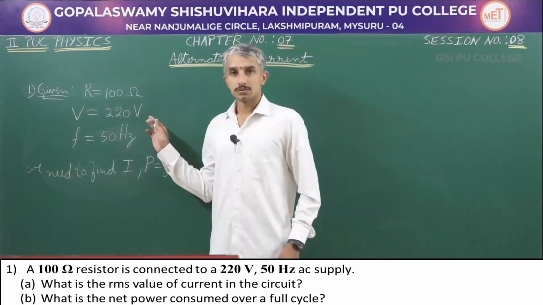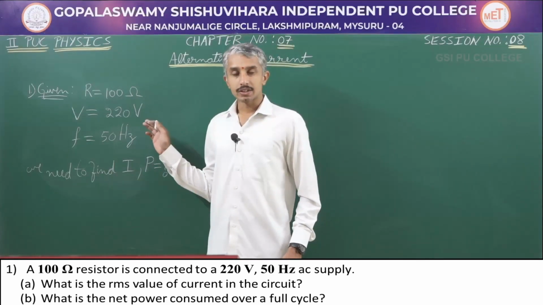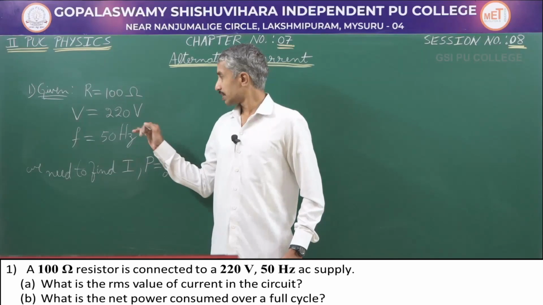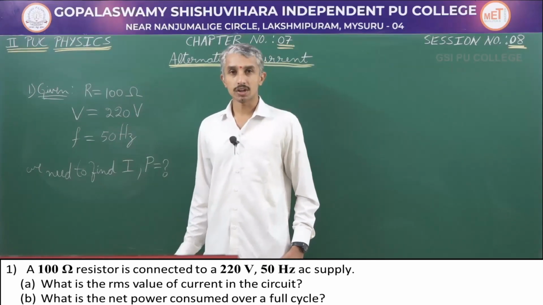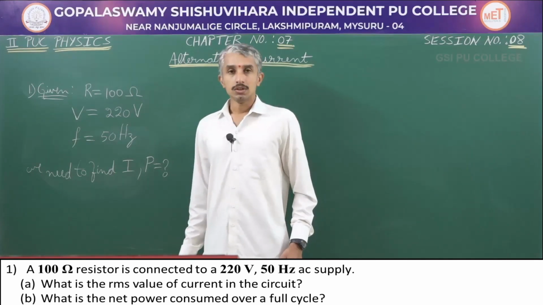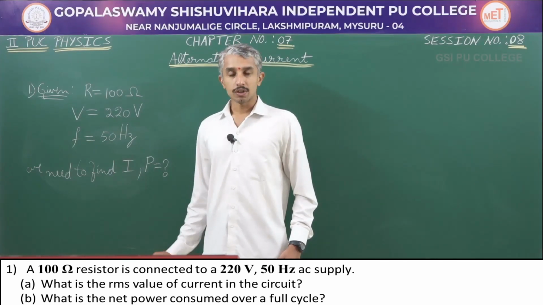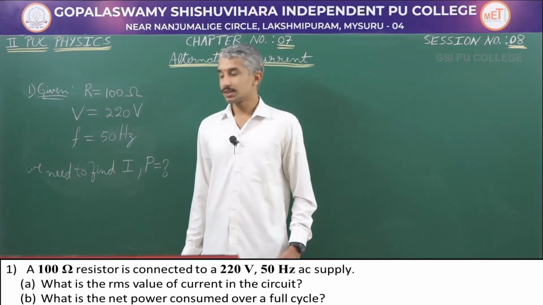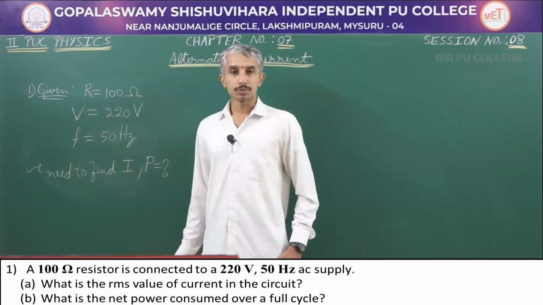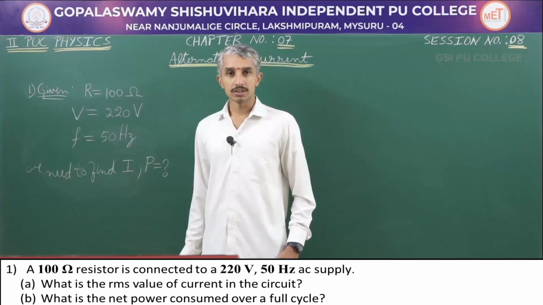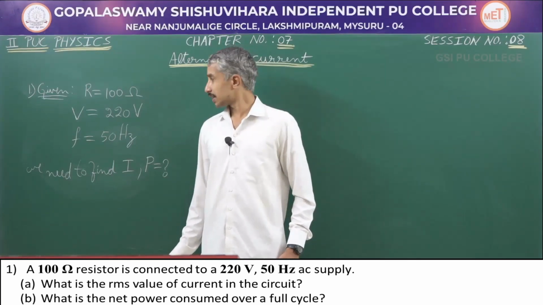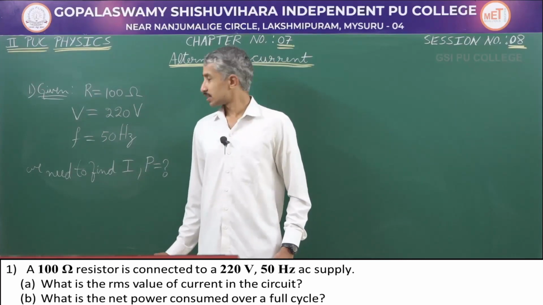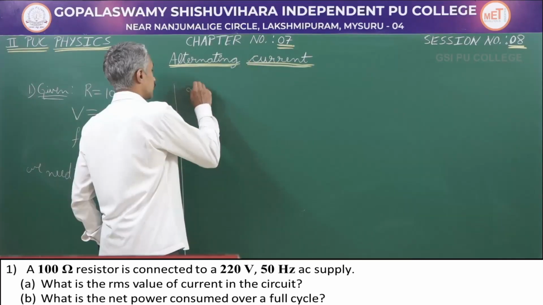So let us start. Whenever they say that the power supplied by the AC supply is 220 volts, it means it is the RMS value and not the peak value. If it is the peak value, then it will be mentioned as peak value, whereas RMS value they may not mention as the RMS value of the supply. If they are telling the AC supply is 220 volts, it is understood it is an RMS value. So let us solve this numerical now.